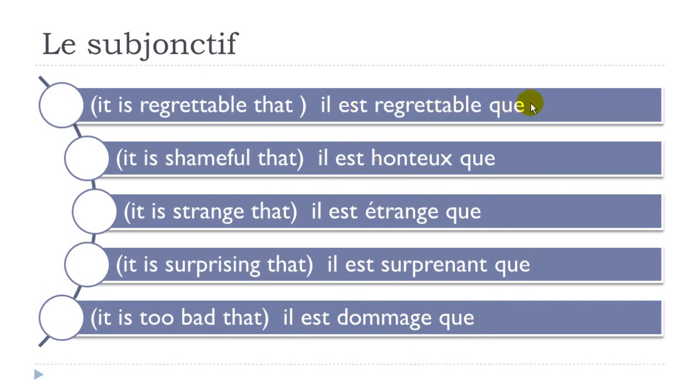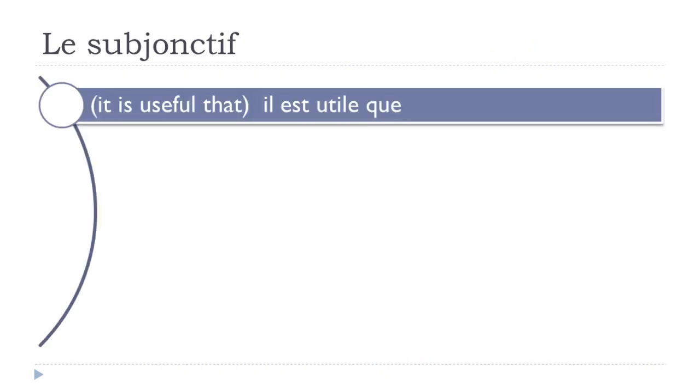Il est regrettable que. Il est honteux que. Il est étrange que. Il est surprenant que. And il est dommage que. And remember, after all these expressions, you will have to use le subjonctif. All right? Let's continue.